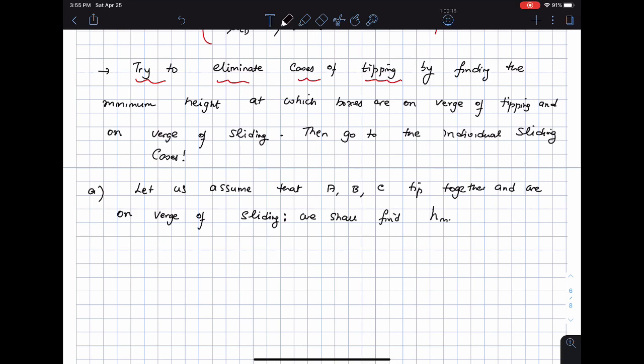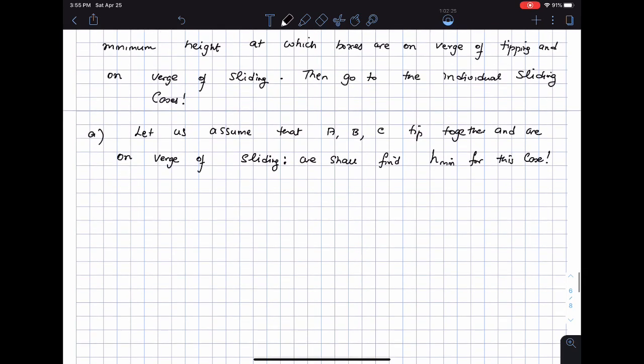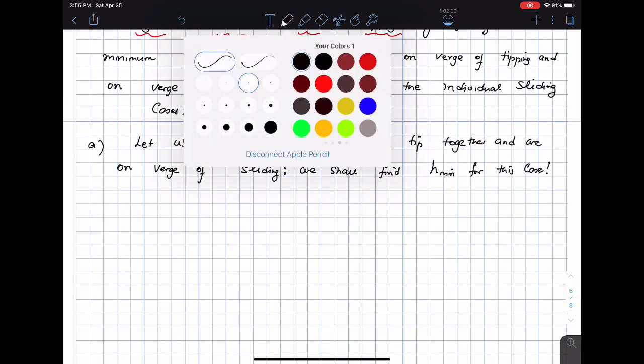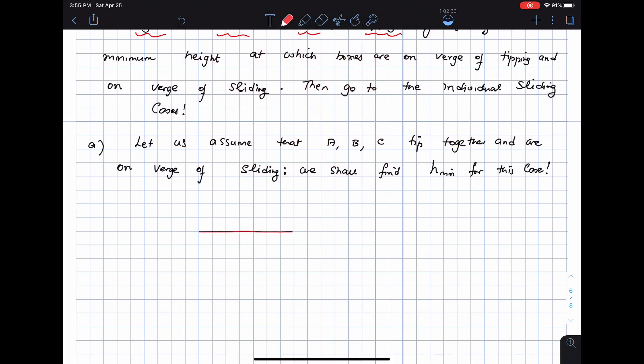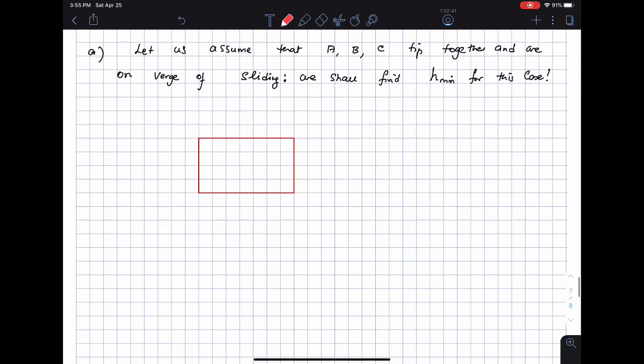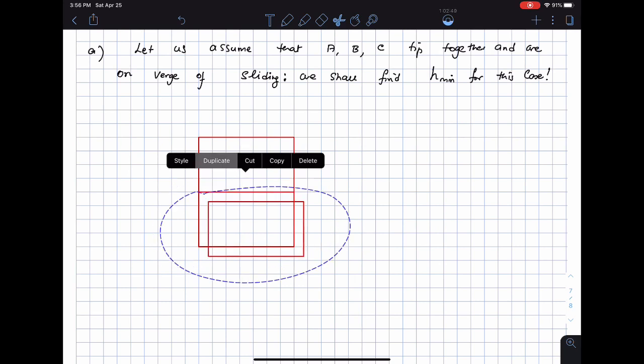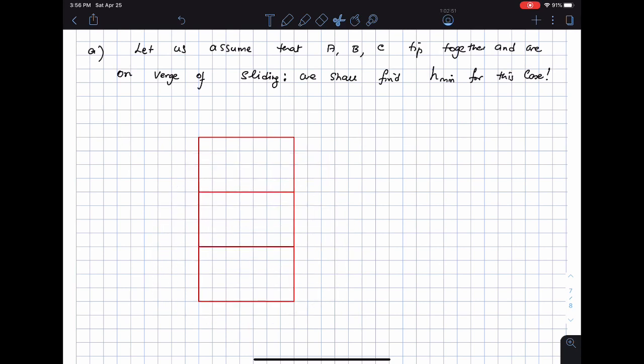We shall find H minimum for this case, which means that I'm going to draw the free body diagram of A, B, and C put together. So let me do that quickly. Here is box A, and then box B and box C. Once again, I'm a little worried about copying and pasting this, so with much trepidation I'm going to do that here. Then I'm going to do that here as well. Alright, so I'm so far successful.